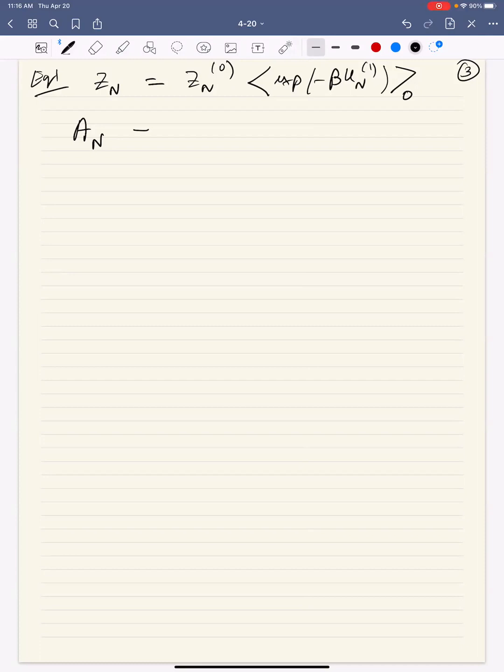And why am I writing Z? I forgot the name of the partition function. We were using Z for grand canonical, right? But that's okay, I said that it's canonical, so you know my point. We should really call it Q, but keep in mind, this is the canonical partition function.